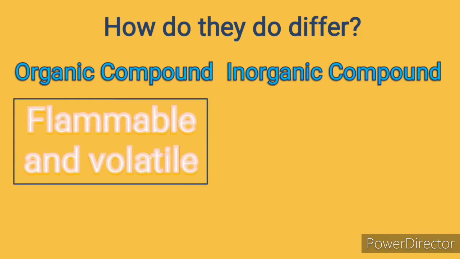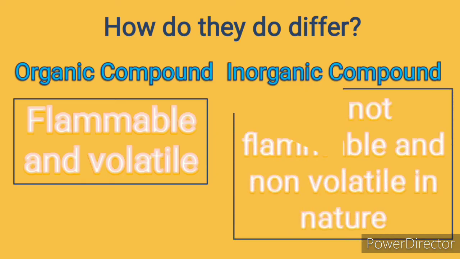What else? Organic compounds are flammable and volatile. When we say volatile, it has the ability to evaporate, so it changes phase to gas. And inorganic compounds are not flammable and are non-volatile in nature. They cannot evaporate easily. They do not make fire, unlike organic compounds.